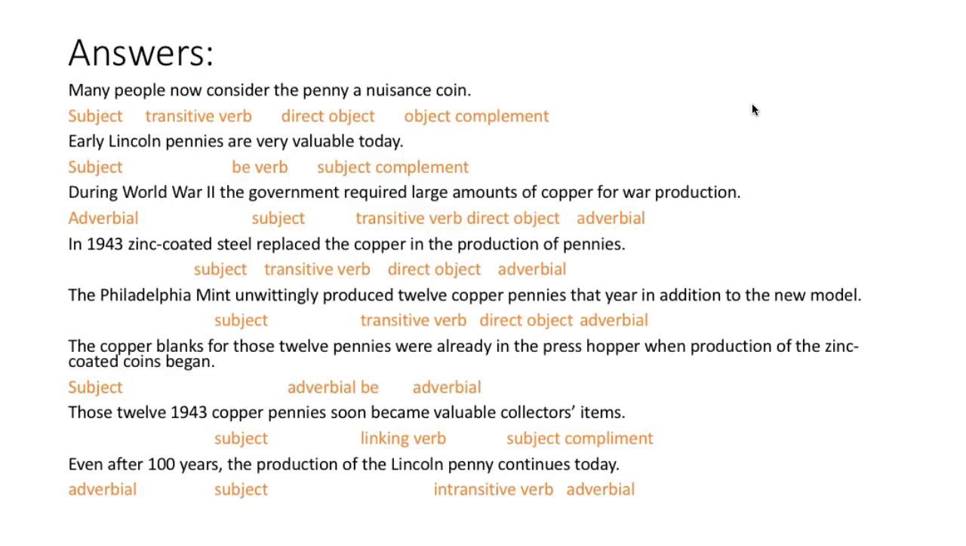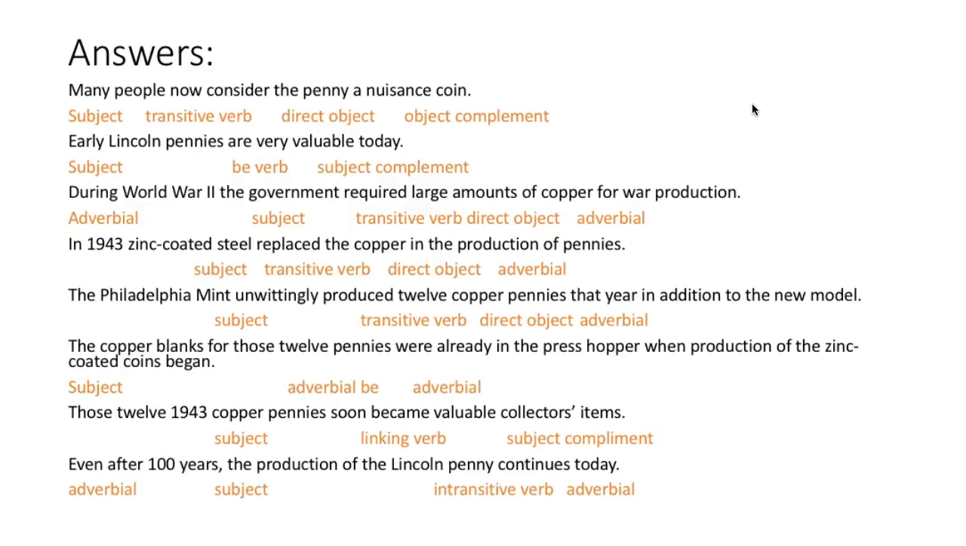Okay, so I've put the answers up, and we can see the variety of using adverbials. So we have, many people now consider the penny a nuisance coin. We have our subject, many people, consider the transitive verb, the penny, the direct object, a nuisance coin, an object complement. It gives us additional information about the penny. All right, second sentence, early Lincoln pennies are very valuable today. Our subject, early Lincoln pennies, our to be verb, are, and our subject complement, very valuable today.